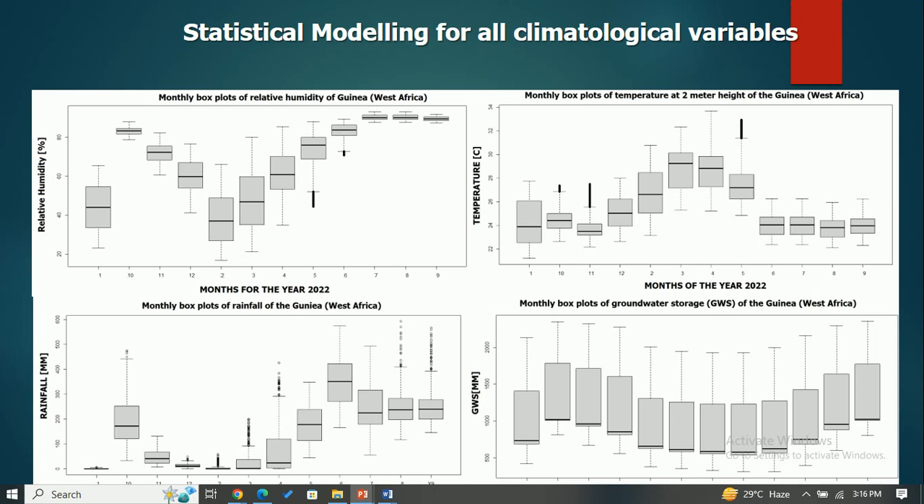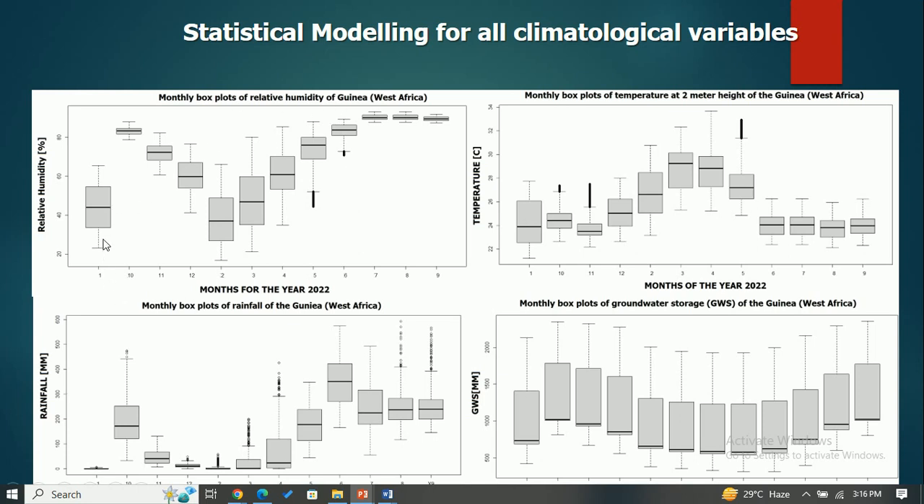The box plots reflect the five descriptive statistics, and this is the box and whisker plot. In the whisker plot, this is the maximum value, this is the minimum value, this is the median, and this is the interquartile range, and this is the monthly data for the year 2022, and this is the variable for relative humidity.